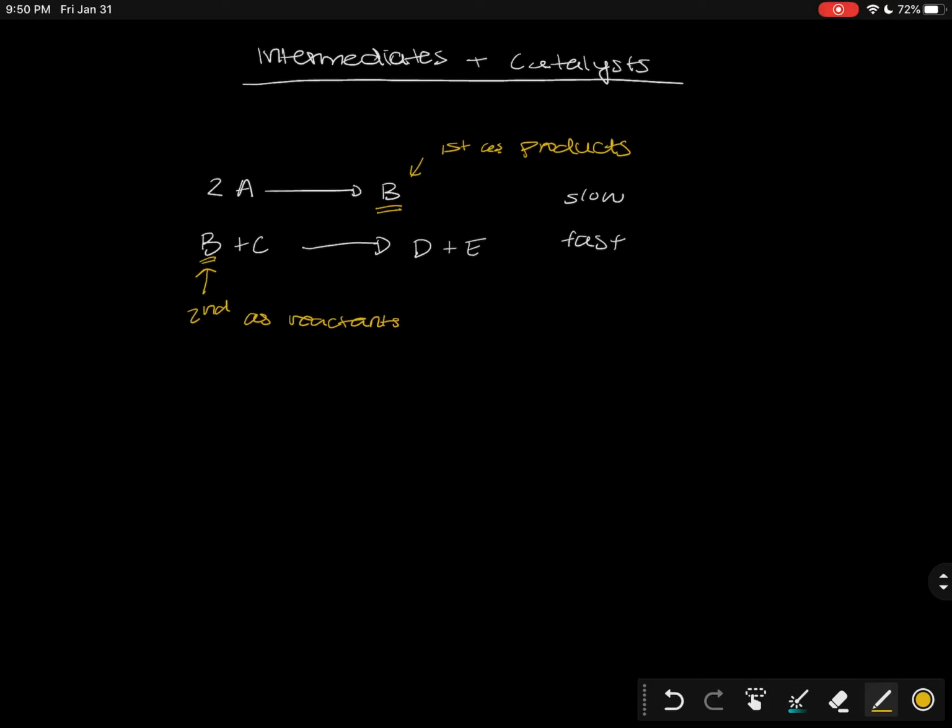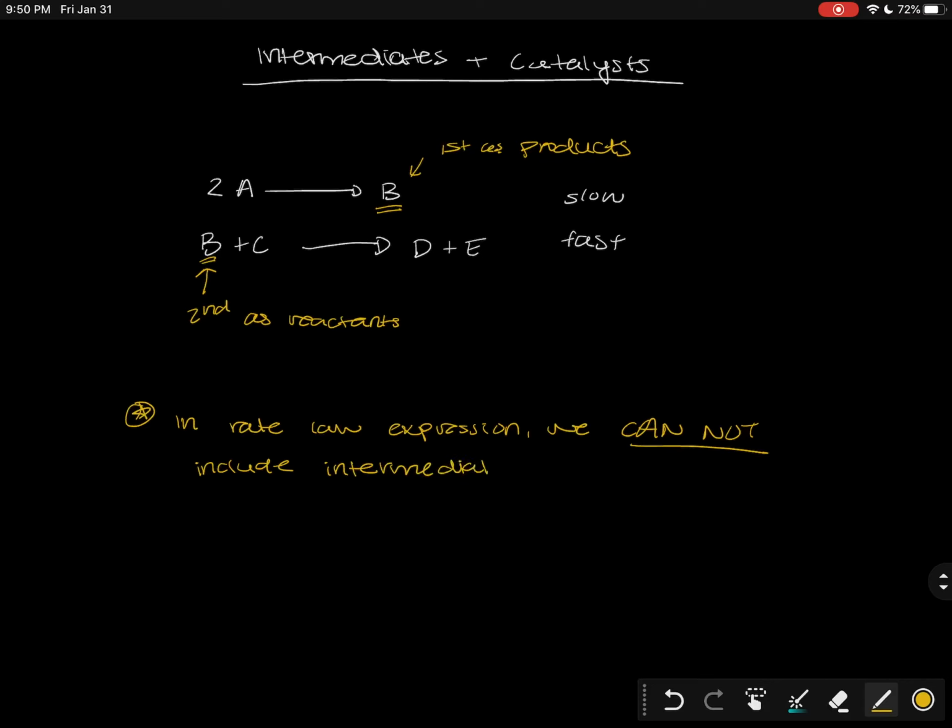Okay, so when we're writing our rate law expression, we cannot include intermediates. Okay, so this is important. So, I actually switched this. I wanted to do slow and fast because it's a little bit more interesting.